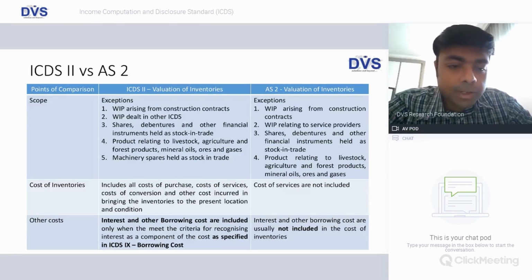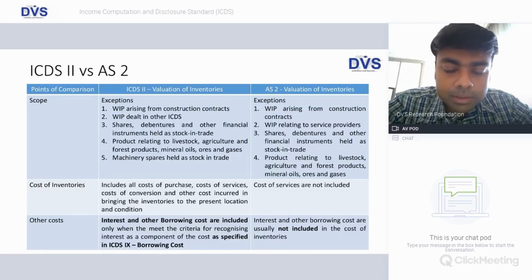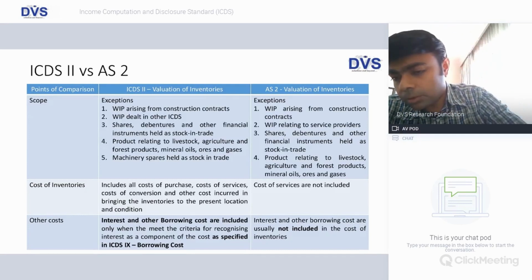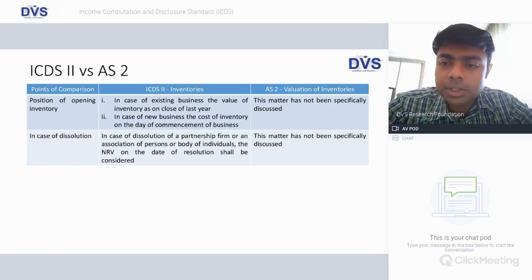Differences: exceptions are fairly similar, except that machinery spares have not been specifically dealt with under valuation of inventory. Cost of inventories includes all costs of purchase, services, cost of conversion, and other costs. Cost of services have not been considered in AS 2. Borrowing costs are included only when they meet the criterion mentioned under ICDS 9. Interest and borrowing costs are not usually included, but yes, if it's a CC and that's been used to fund the inventory, that obviously will get into it as long as within the working capital cycle.